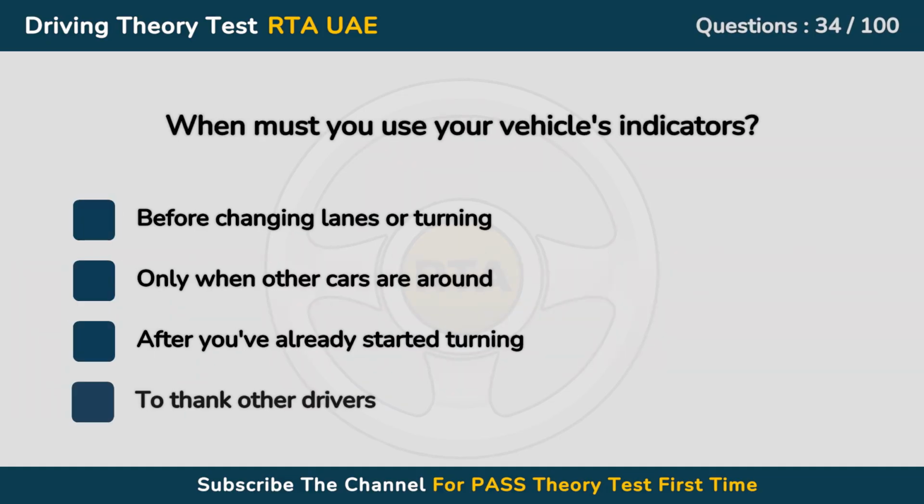Question 34. When must you use your vehicle's indicators? A. Before changing lanes or turning. B. Only when other cars are around. C. After you've already started turning. D. To thank other drivers.